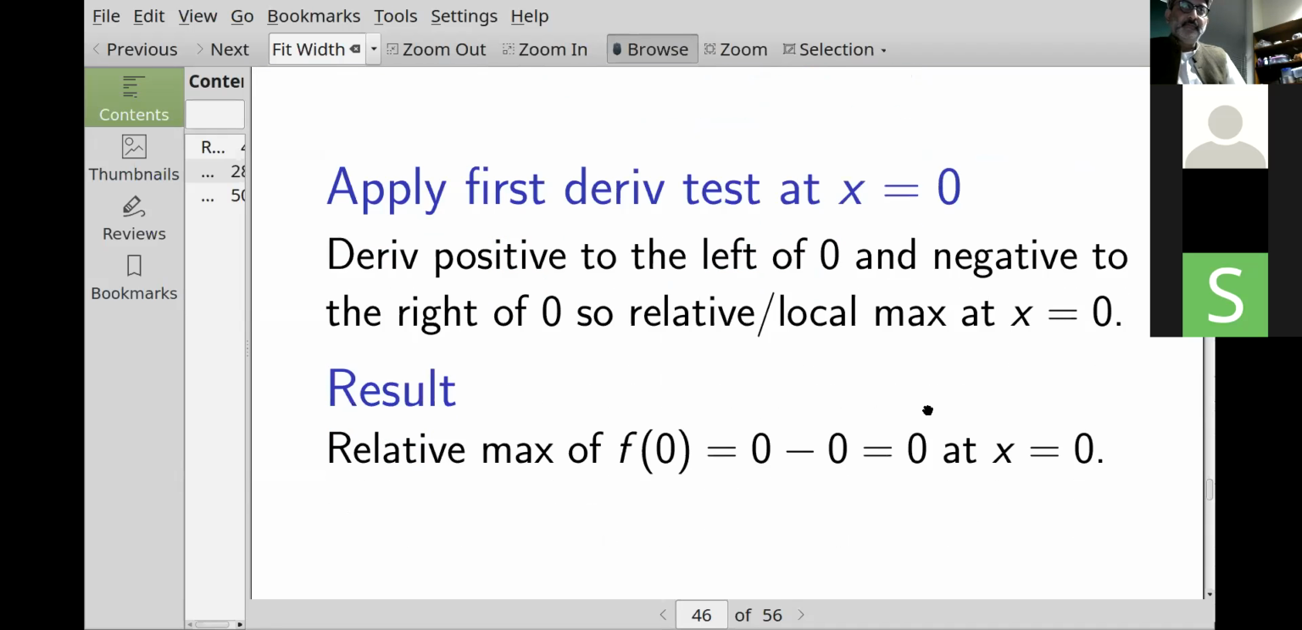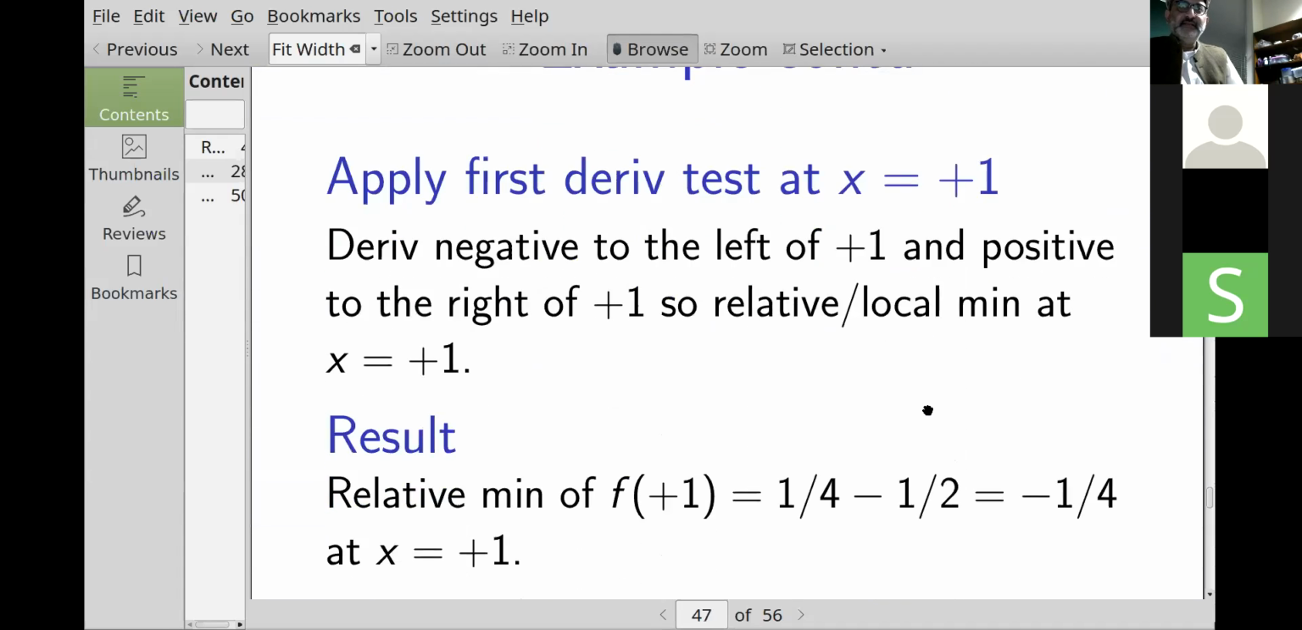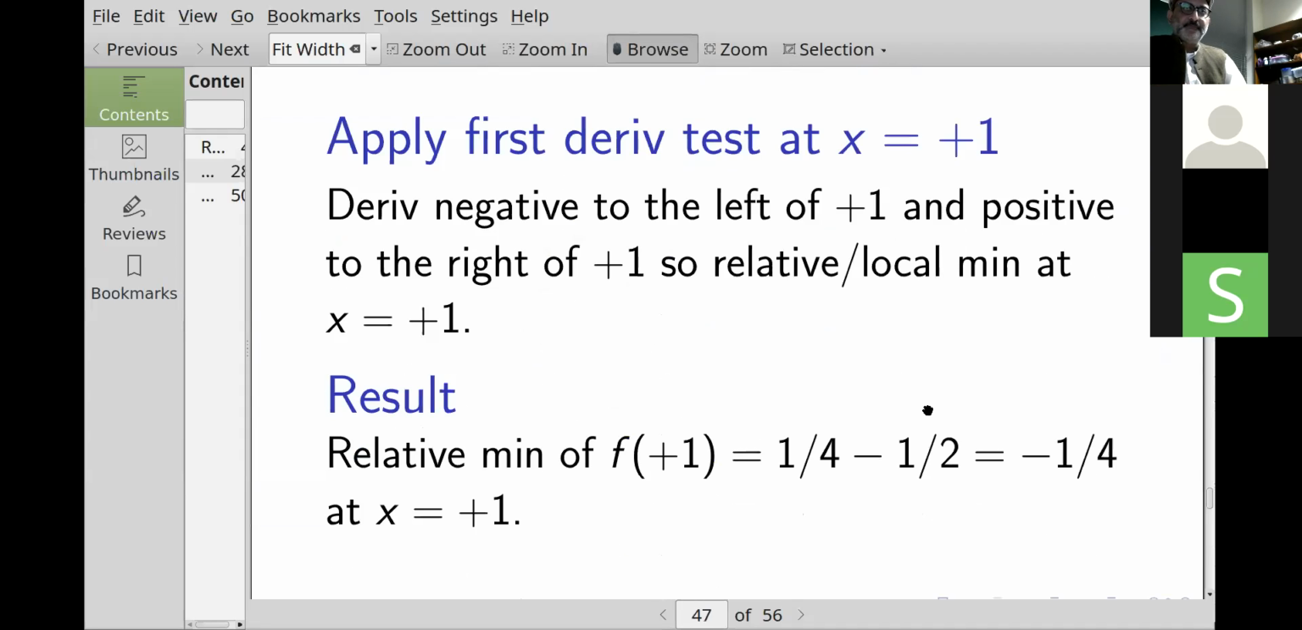So now we said that there was a relative, or local, max at x equals 0. So we report the result like this: there's a relative max of f of 0 equals 0 at x equals 0. Then we said that the first derivative test gives us a relative, or local, minimum at x equals +1. So we report a relative minimum of f of +1 equals -1/4 at x equals +1.